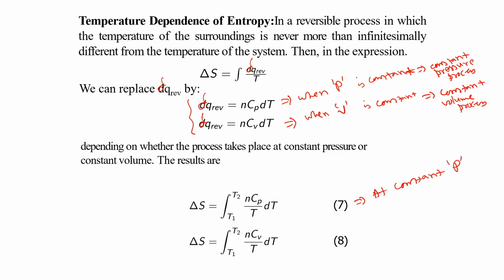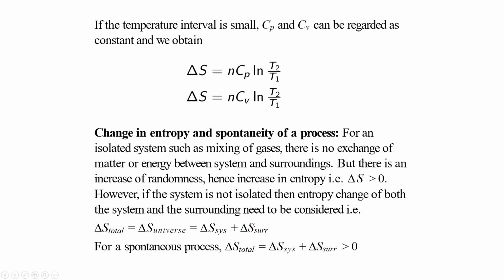But you see the limit here, the limit is changing from T1 to T2. T1 is the initial temperature and T2 is the final temperature. Here it is at constant volume process. Here again T1 is the initial temperature and T2 is the final temperature.